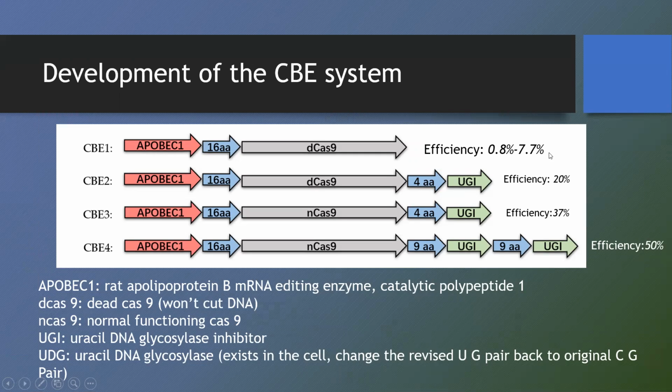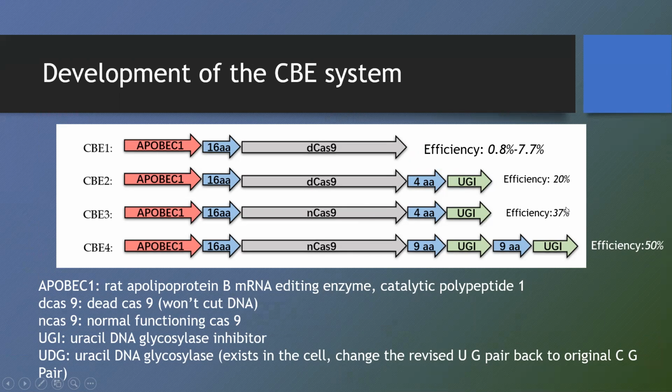Second generation integrates UGI into the system, raising the efficiency to around 20%. In order to raise the conversion rate, scientists substitute the dead Cas9 with the nickase one, so that you could snip a notch in the non-complementary strand, meaning the UG pair will first transform into a UA pair, then become a TA pair after DNA replication. It succeeded in raising the efficiency to around 37%.